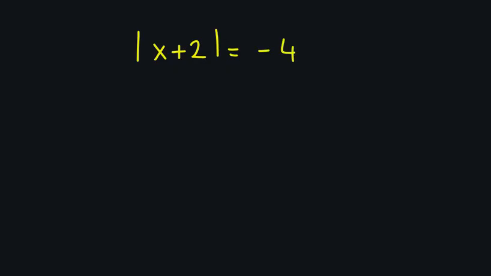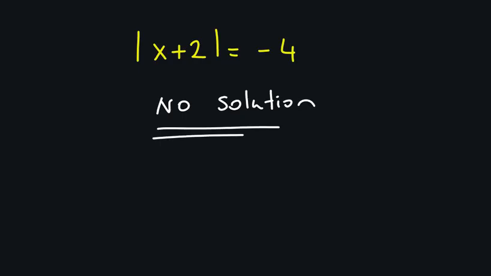So as we mentioned in the beginning, in the definition of the absolute value, since absolute value is a distance, it cannot be negative. So when we see this kind of expression, we can easily say that there is no solution, since a distance cannot be negative. So this type of expression has no solution.